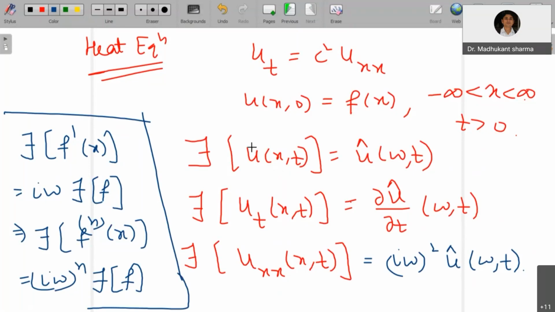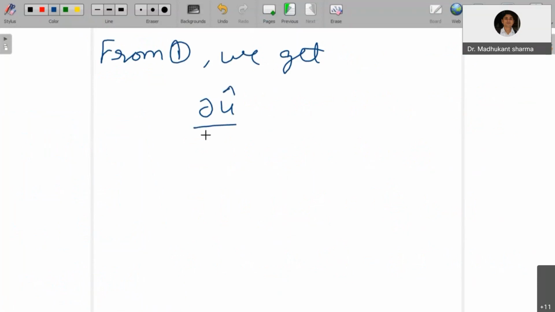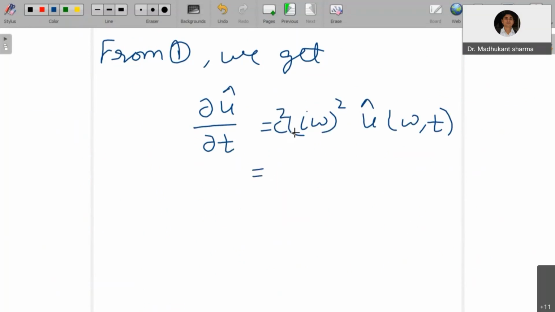So now you have all the information. You can use this, you can apply the Fourier transform in equation 1. Okay, so from 1 we get ∂û/∂t is equal to (iw)^2 times û(w, t), with c^2 there, right? Now i^2 is minus 1, so it is going to be minus c^2 w^2 û(w, t).